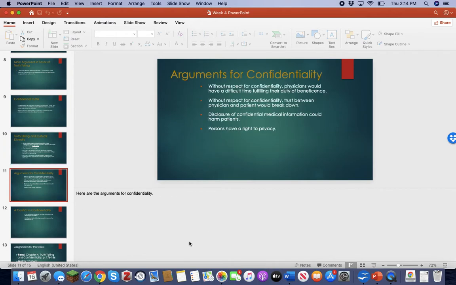Here are some arguments for confidentiality. Without respect for confidentiality, physicians would have a difficult time fulfilling their duty of beneficence. Without respect for confidentiality, trust between physician and patient would break down. Disclosure of confidential medical information could harm patients, and persons have a right to privacy.